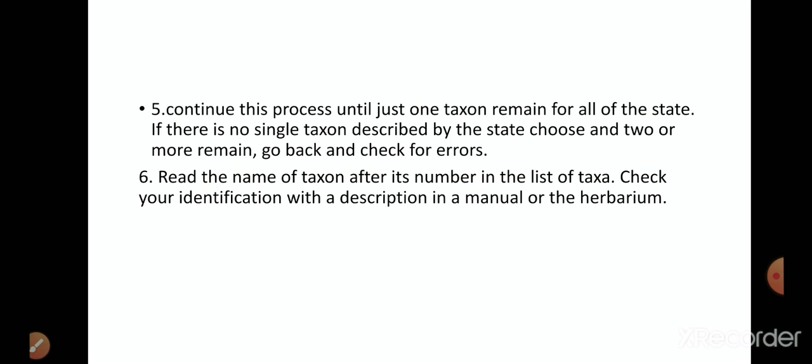Lastly, read the name of the taxon after the number in the list of taxa. Check your identification with the description in a manual or herbarium. So after getting all the characters regarding your unknown organism, read the name of the taxon after this number in the list of taxa. You can identify them by the description in manuals and herbarium. So compare their characters and morphology in manuals and herbarium, so you can find your unknown organism's name and identity.